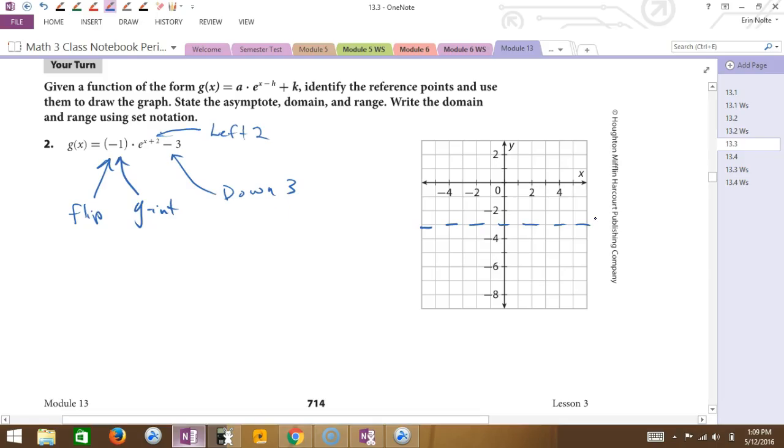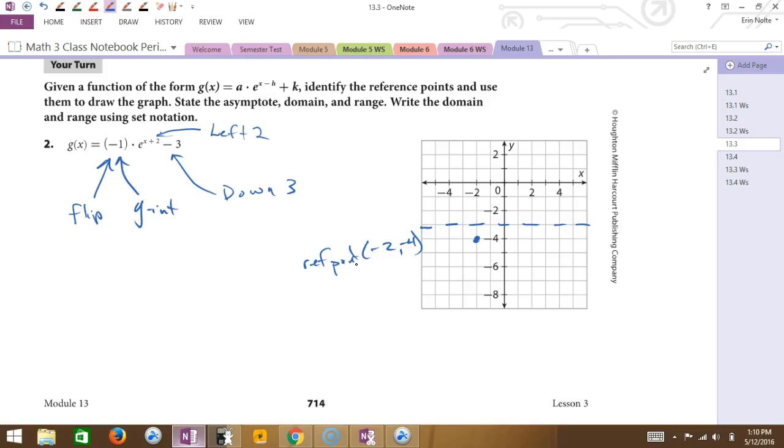Now what are my 2 translations? Left 2, down 3. So everybody land right there? Exactly at the point -2, -4. That, by the way, is our reference point. So when they ask you to come up with the reference points, that's what they're referring to.